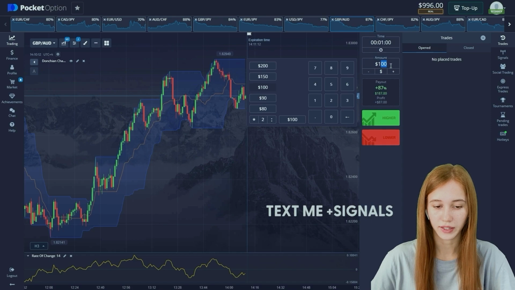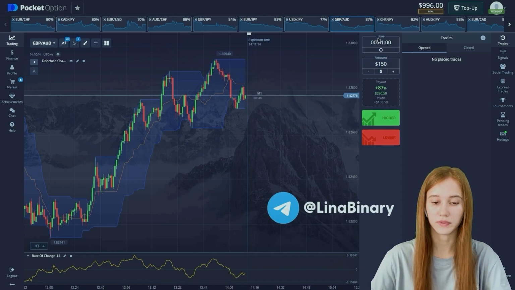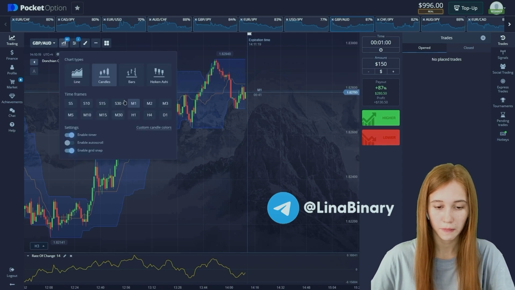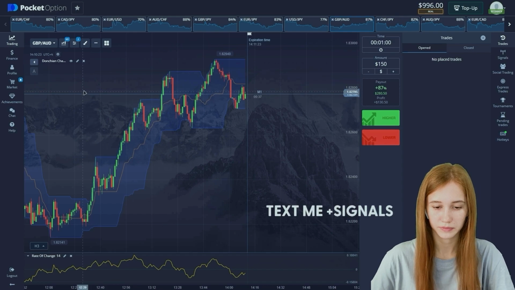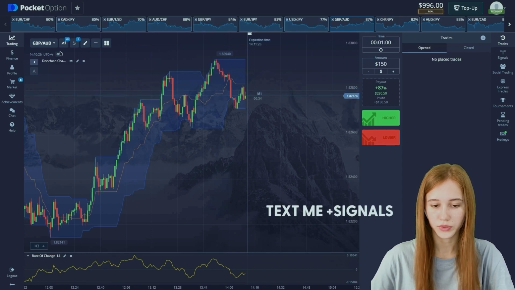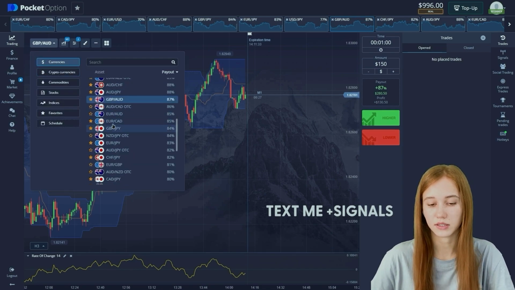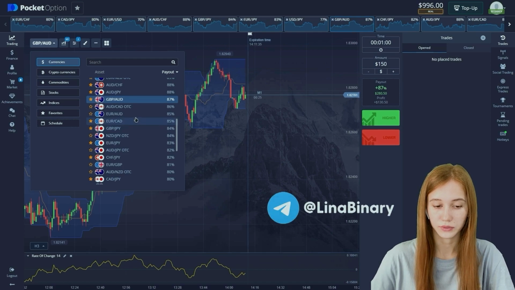Let's start by allocating a trading amount of $150. We'll have a one-minute deal, as you can see. And I'll also show you the settings. Today we'll also trade on the assets that you see above. You can choose them by clicking here and select the ones that suit you.